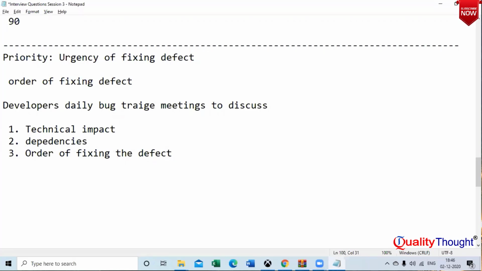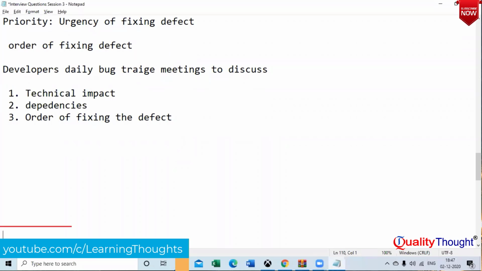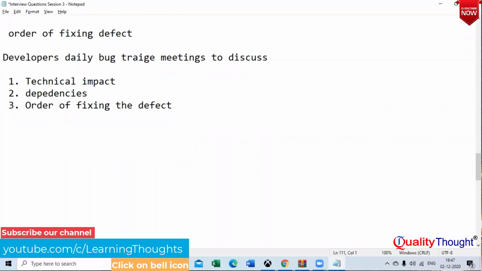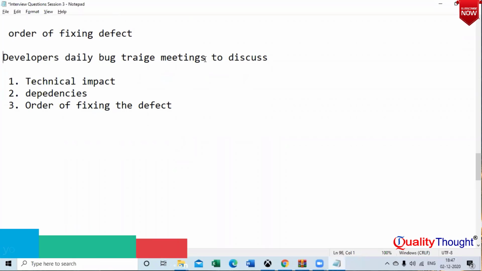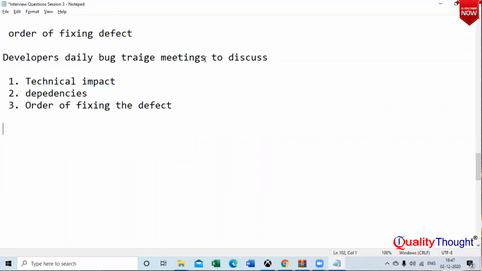Developers daily conduct bug triage meetings. They discuss technical impact, dependencies, order of fixing the defects. Okay, so these are the scenarios. Whenever they conduct the bug triage meeting, they discuss these.